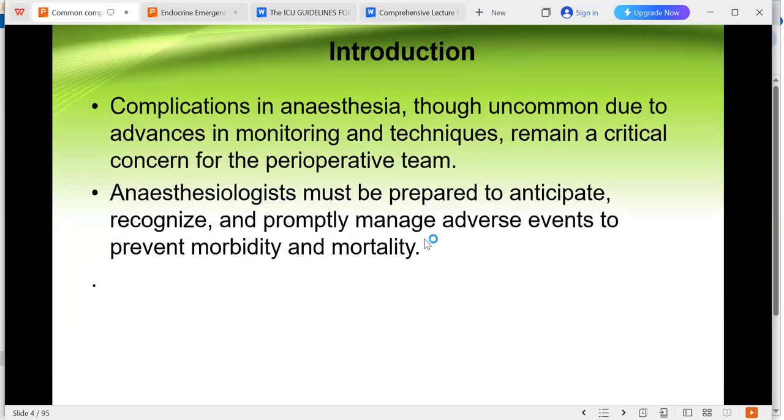We did say that complications in anesthesia are uncommon, but they remain a critical concern for all of us in the perioperative team. As a result, we must be prepared as anesthesiologists to anticipate, to recognize and promptly manage these adverse events when they occur in order to prevent mortality and morbidity.